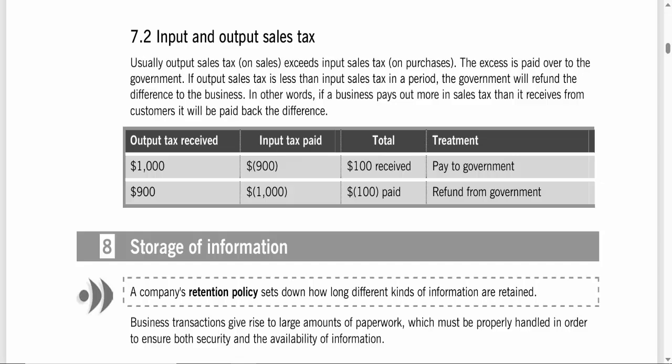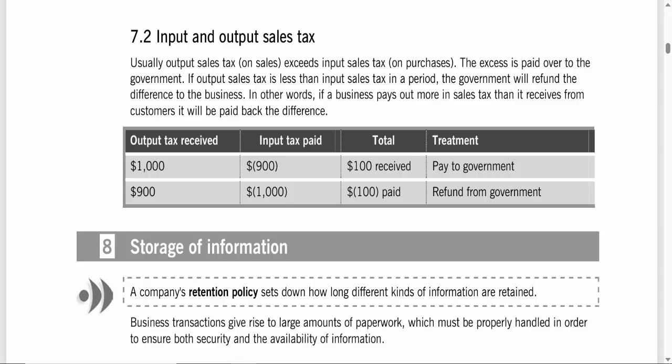2. Input sales tax. This is the tax that a business pays to its suppliers when it buys products or services. When a business purchases goods or services necessary for its operations, it also pays sales tax on these items, which goes to the government. This tax is part of the business's expenses.